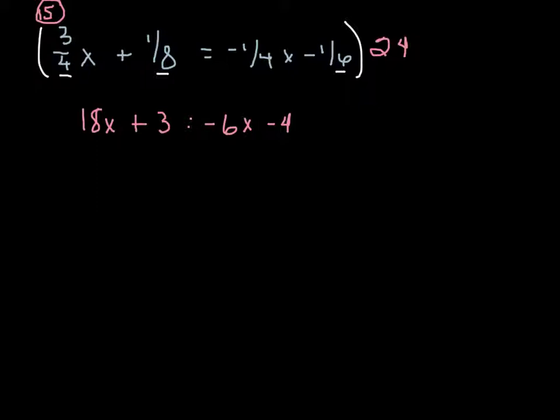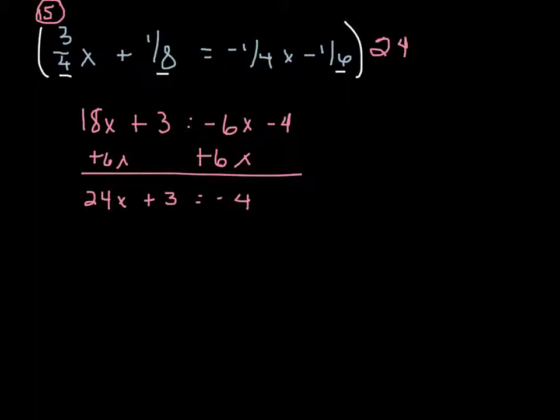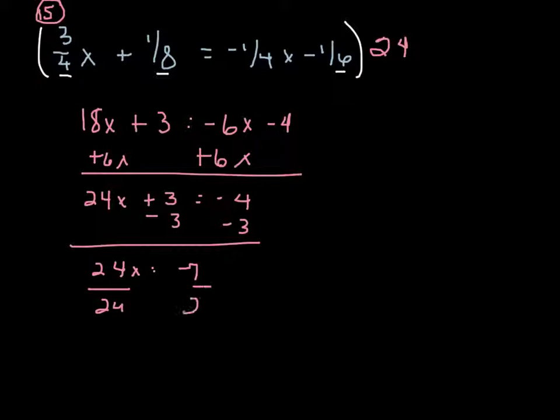Now I want to get my variables on the same side. So I'm going to add a 6x. And then I want to get my constants to the opposite side, so I'll subtract 3 and get that 24x equals negative 7, and then divide by 24. So x is negative 7/24.